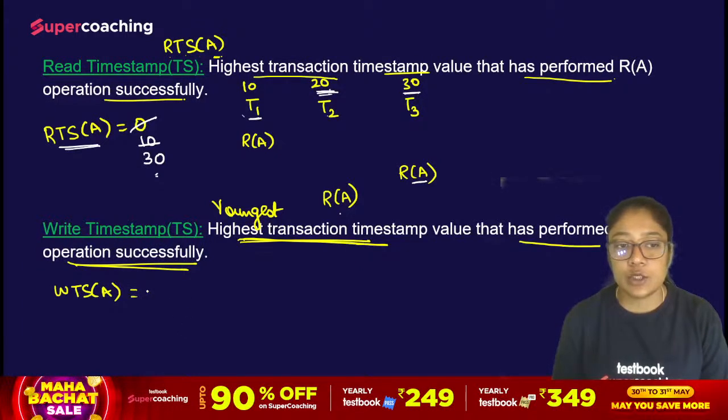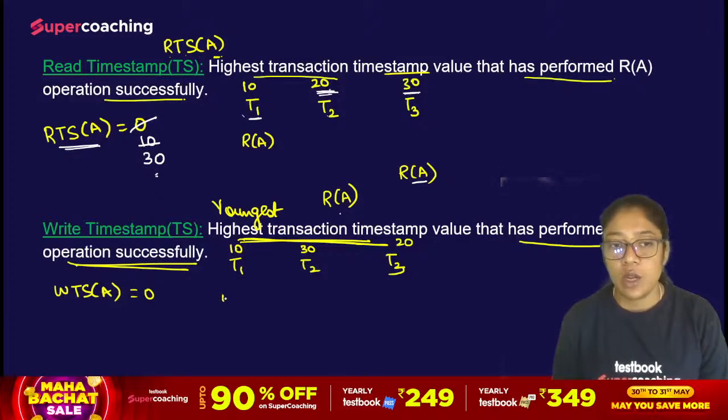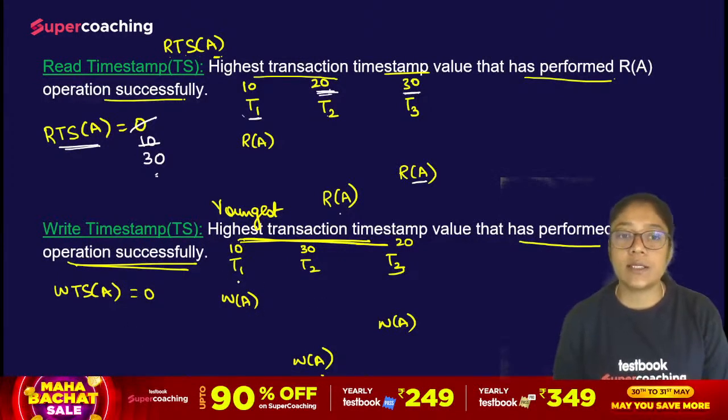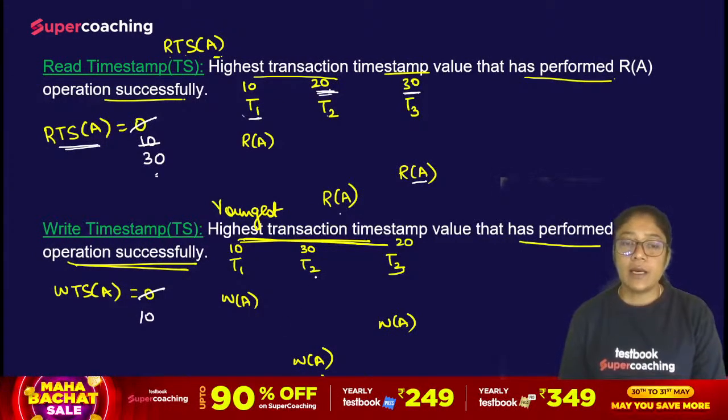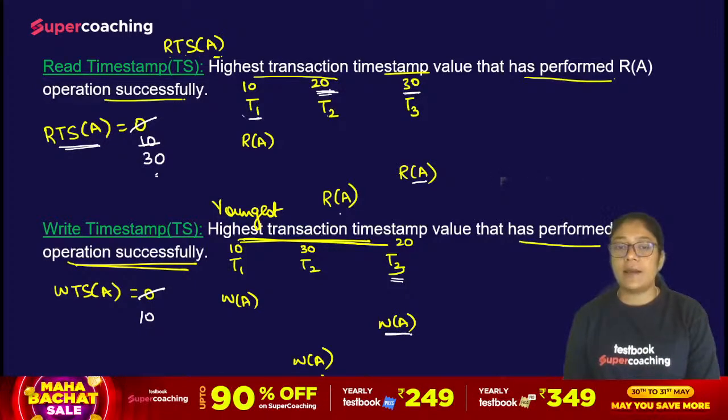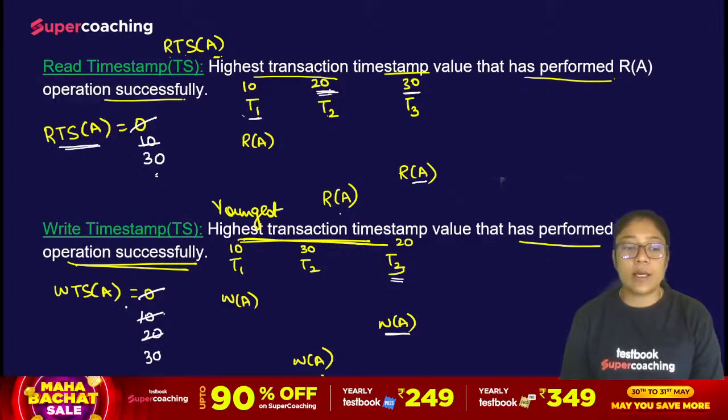So write timestamp is initially 0. Same thing, we are considering T1, T2, T3. Let's assume the timestamps are 10, 30, and 20. No two transactions have the same timestamp value. This one is performing the write operation, then this has performed the write operation, and then this transaction is performing a write operation. First of all, transaction T1 is performing a write operation, so it has successfully written the data item A. So the write timestamp value will be updated to 10. After that, the next transaction is writing the data item A, so it's updated to 20, because this is in increasing order. Then 30 is updating the value. So here the write timestamp value is 30.